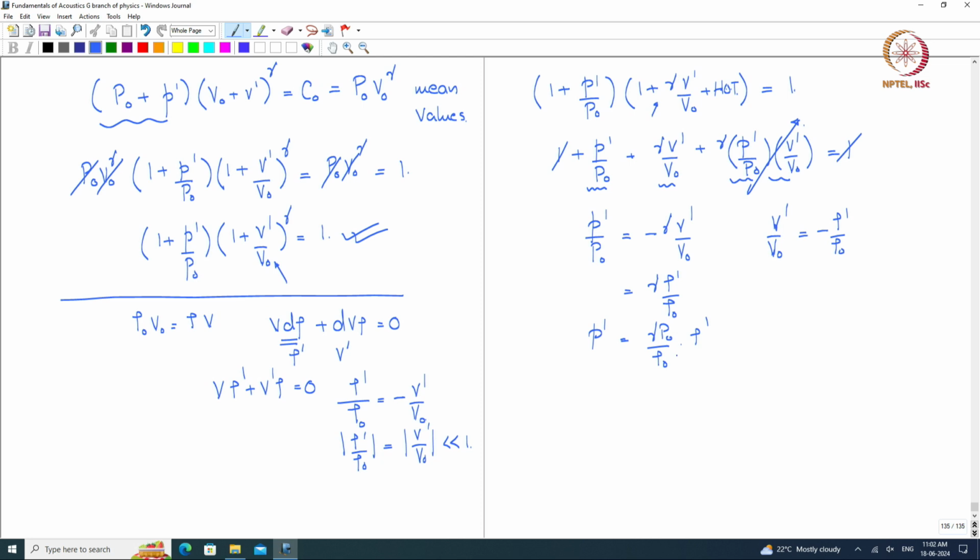This quantity we will call C square, which will have units of speed squared. So P dash is equal to rho dash C square.